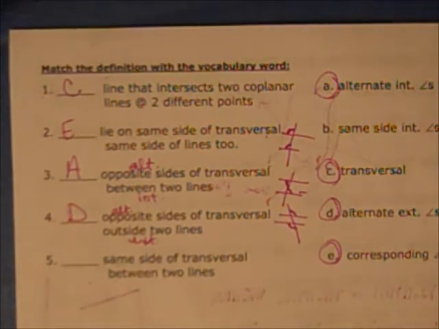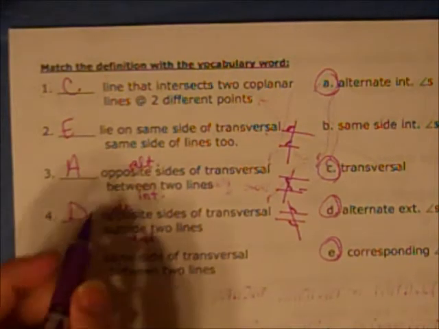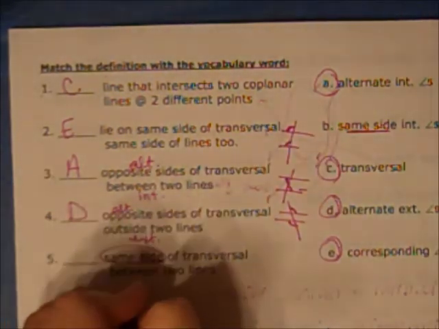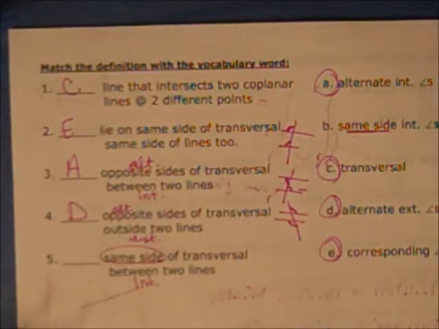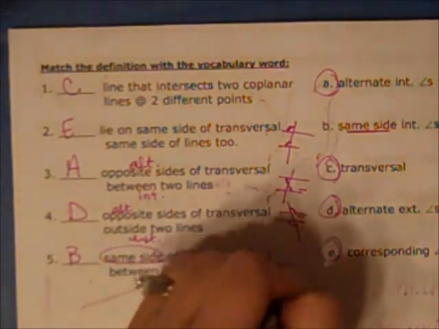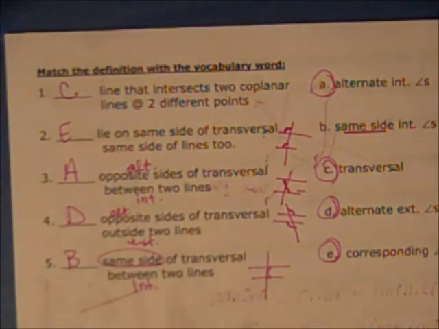Last one, same side of the transversal between the two lines. Same side, same side. Between the two lines we know from earlier is interior. So that would be B. In a picture, that would be something like this. Same side of the line between the two lines.